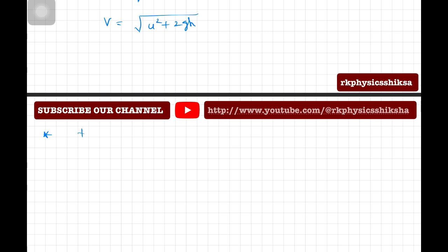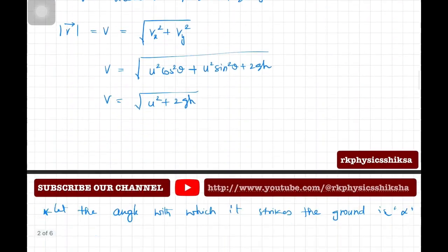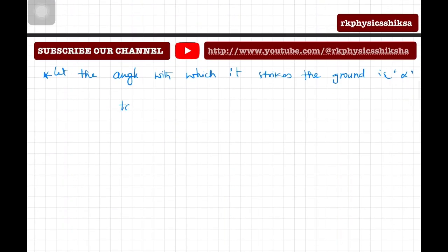Let the angle with which it strikes the ground be alpha. If you observe this diagram, I can directly write the value of tan alpha. Tan alpha is equal to opposite by adjacent, so I can write it as Vy by Vx.